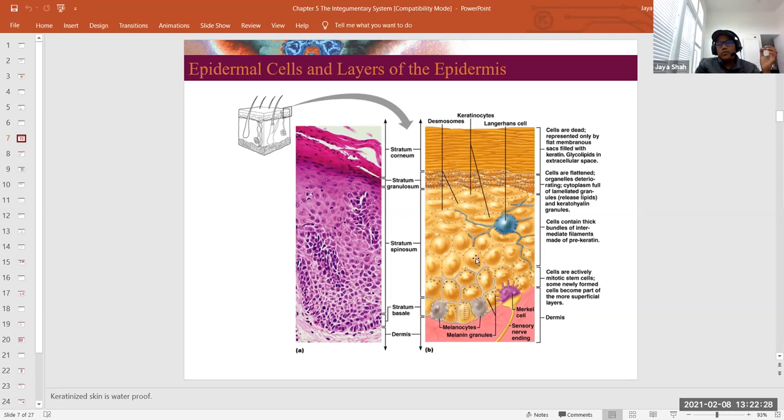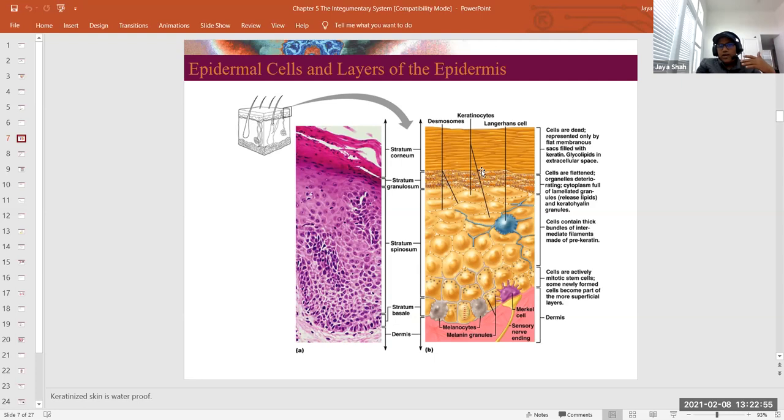When you go sunbathing, you can pigment your skin. You can make your skin darker. Why does that happen? Because sun exposure oxidizes whatever melanin you have and makes it even darker. That's why you see darker skin with sun exposure. Clear?